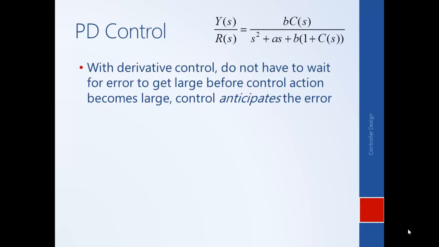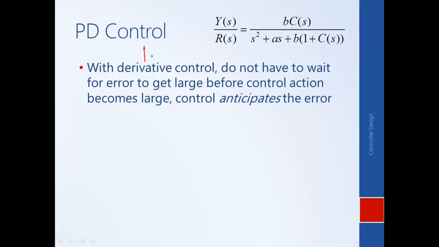At this point, we'll now try and understand the effect of adding a derivative action to our controller. So adding derivative action to the P controller we were just looking at. Here again is our closed loop transfer function. In this case, C of s will have a different form. In general, the addition of a derivative control allows us to anticipate the error.